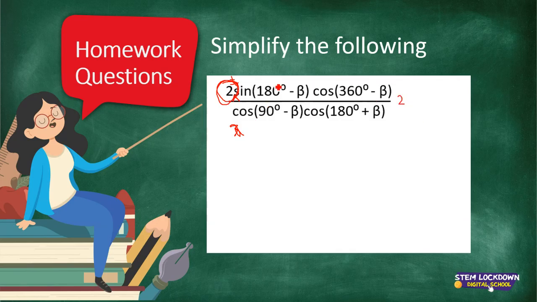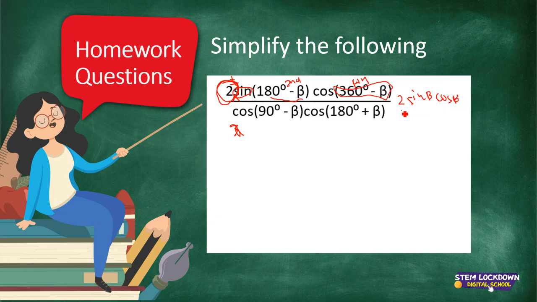And so from here we say 180 degrees is the second quadrant. Sine is positive in our second quadrant. And so we will keep it at sine of beta. Cos 360 minus beta. 360 minus beta is our fourth quadrant. From our fourth quadrant, we know that cos is positive in the fourth quadrant, so this will translate into a cos of beta. So let me say sine beta, cos beta.